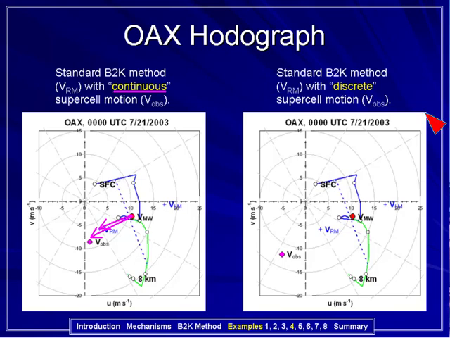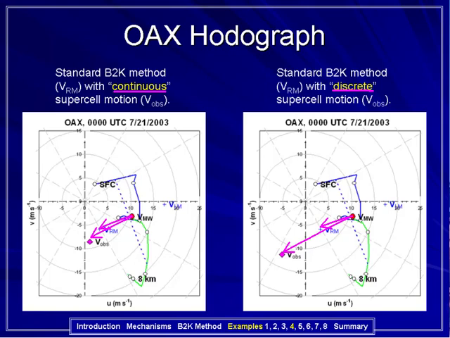Now on the right hodograph display, we're tracking the discrete storm motion, which is more like the system storm motion. Again, the predicted supercell motion is right there. The observed was much, much farther to the right over there. So we see a big difference if we're tracking the cell motion or the system motion.